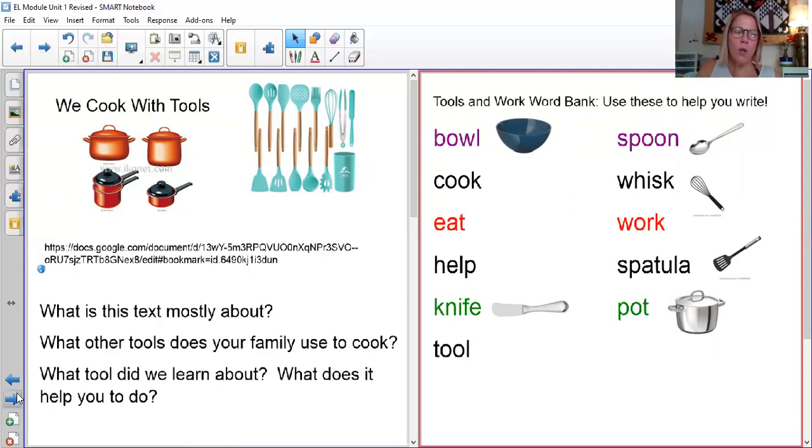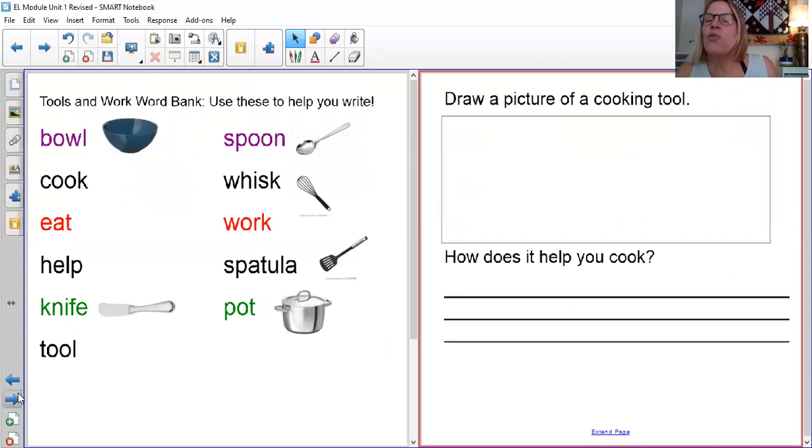Okay, the purpose of a word bank, again, is to help you when you're doing your own writing to spell some of those words correctly and to also maybe help you with brainstorming and coming up with an idea. Just like yesterday, you're going to pick a tool from your kitchen to draw. If you're in kindergarten, you need to draw, and I'd also like you to use, if the word is on here, the word and label it.